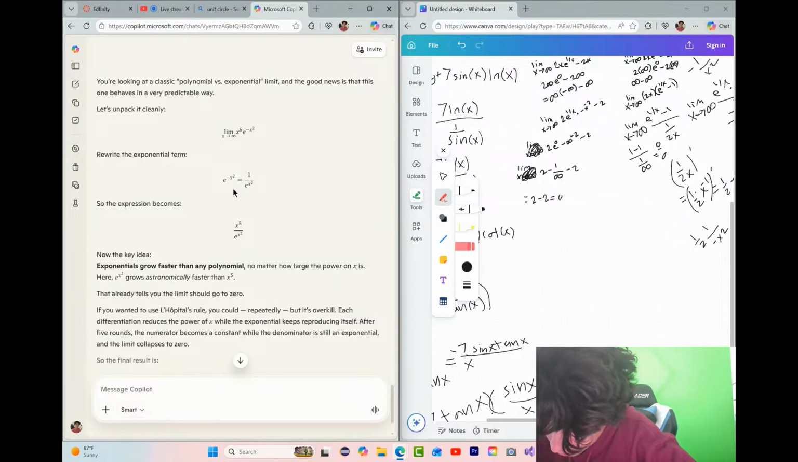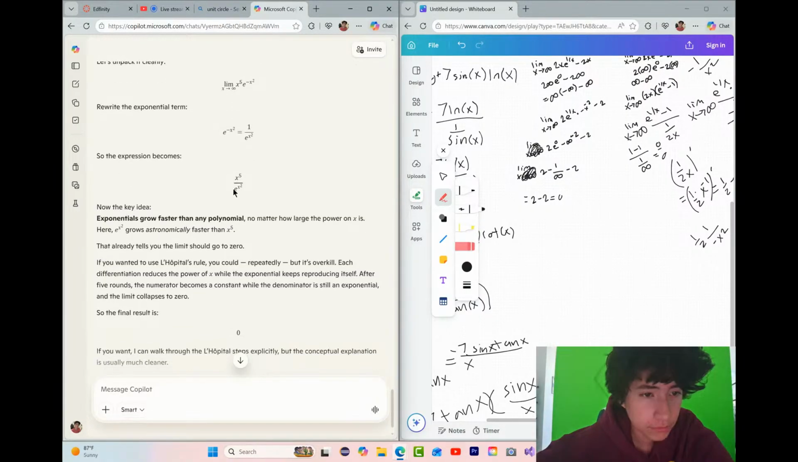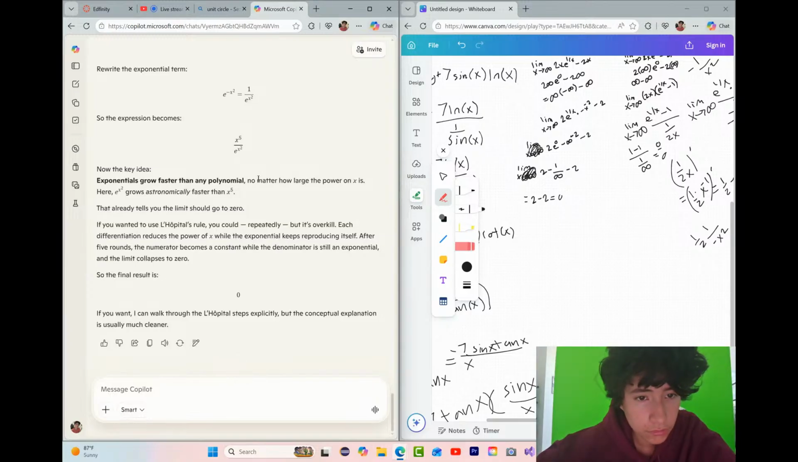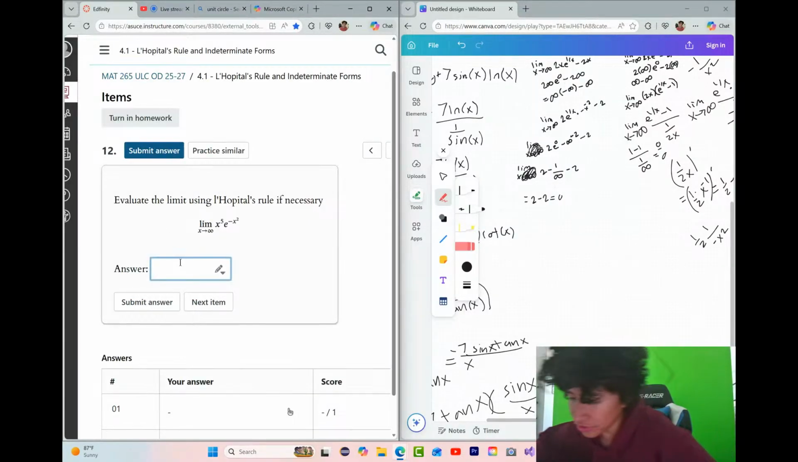We get infinity over... Stop giving me an indeterminate form, bro. So we have e to the power of x squared, e to the power of infinity. That's simply infinity over infinity. Well, that's why we weren't getting anywhere. You could repeat, but it's overkill. Yes, it will keep reproducing itself. That's the thing. So what does that mean?